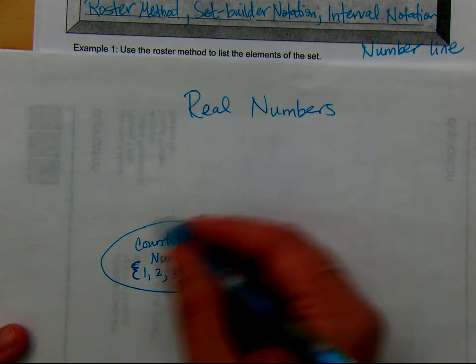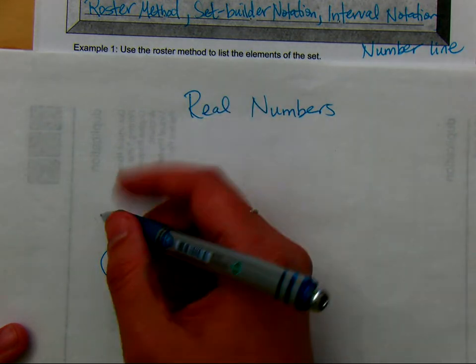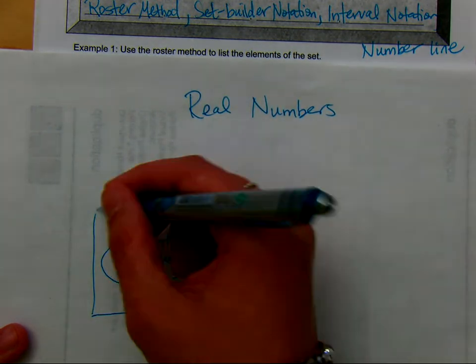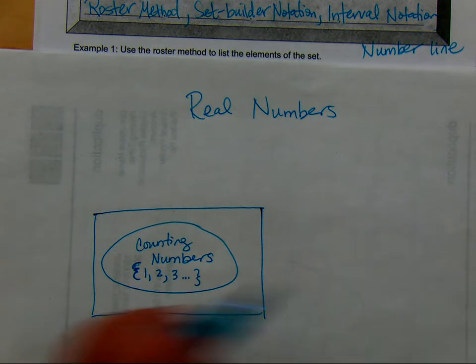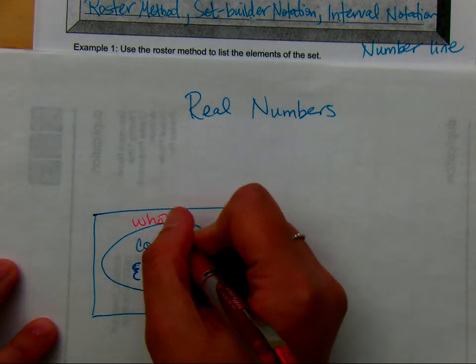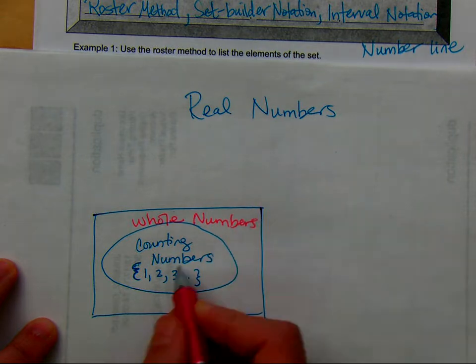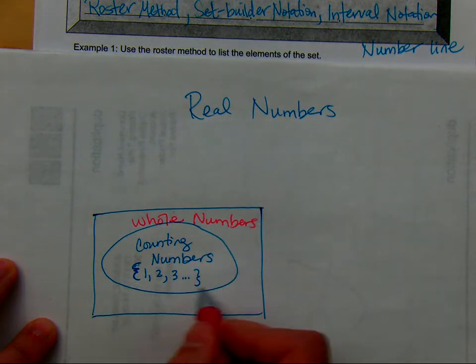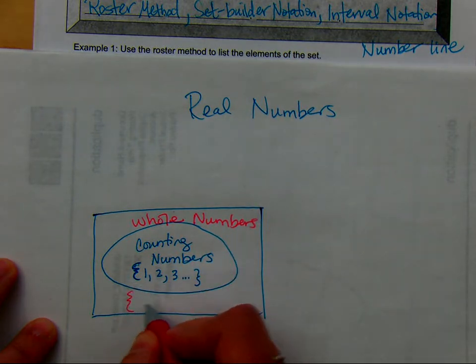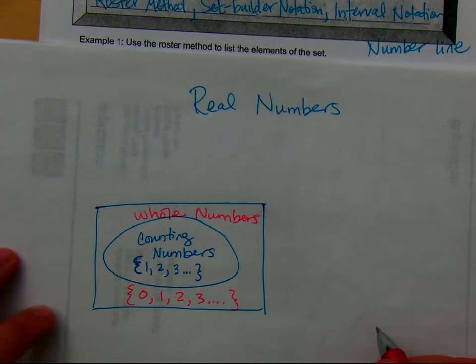Containing within it the counting numbers, but counting numbers are included, another set of numbers is called the whole numbers. The whole numbers contain all of the counting numbers, and they also contain 0. So 0, 1, 2, 3, ... These are the whole numbers.